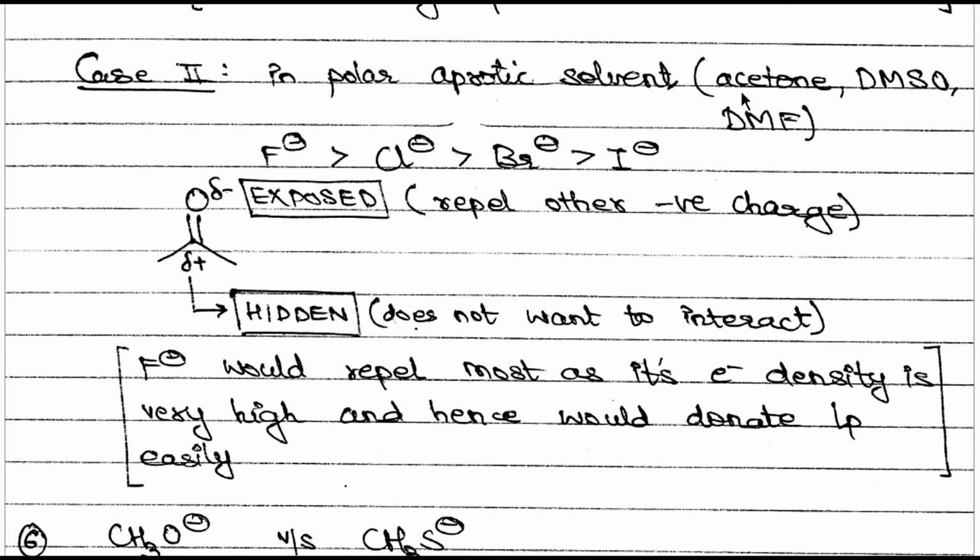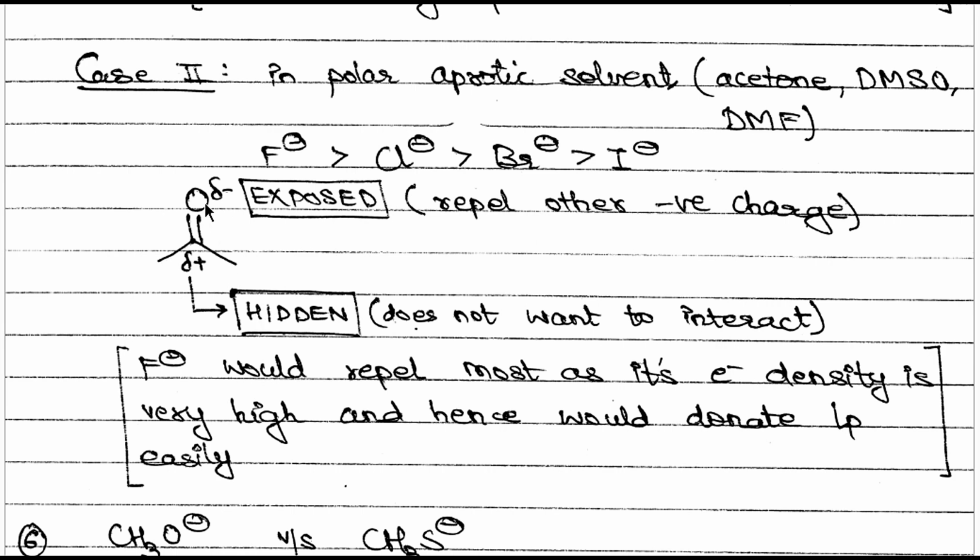let's analyze the acetone structure. Acetone is dimethyl ketone, so we have two methyl groups and a carbonyl C double bond O, which is polar in nature because of the difference in their electronegativity. Carbon has delta plus and oxygen has delta minus. Understand this structure very well. Here I am saying that the delta plus of acetone is hidden, meaning it does not want to interact because this carbon is surrounded by two methyl groups and the negatively charged oxygen. So this delta plus of acetone is hidden and it does not want to interact.